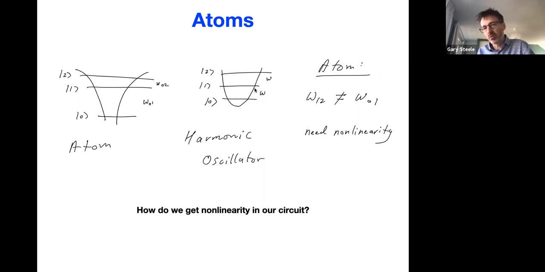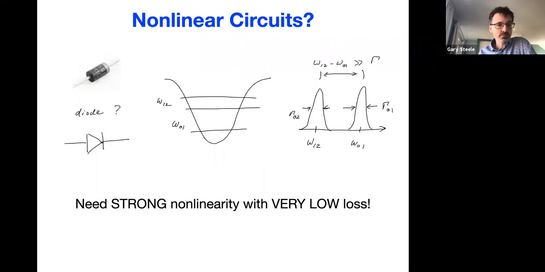If I start to drive 0-1, then before I make it all the way up to 1, I'm already starting to drive transitions from 1 to 2. And so to make an atom on our chips, we need these not to be the same transition frequency. That means we need nonlinearity in our circuits. And so the question is, how do we get nonlinearity in these circuits?